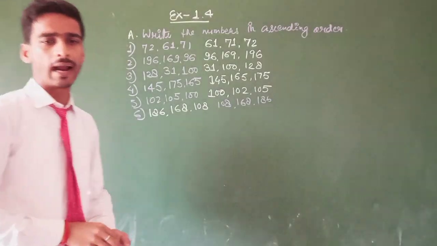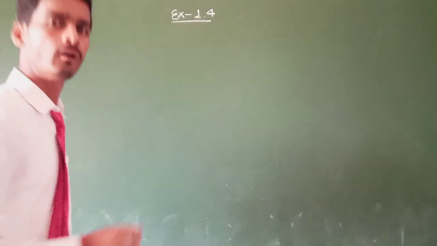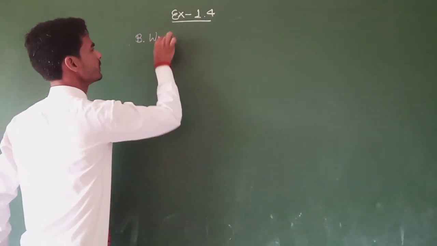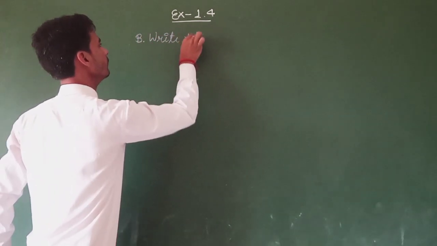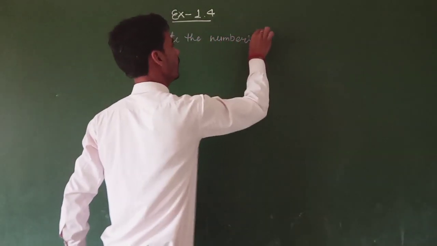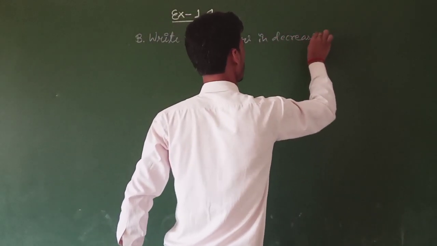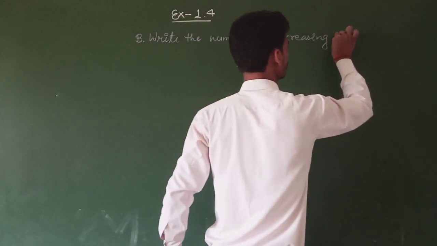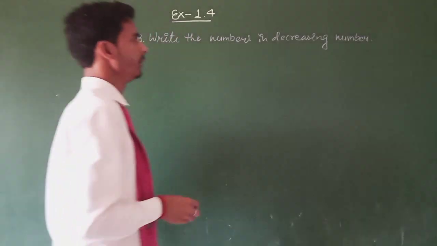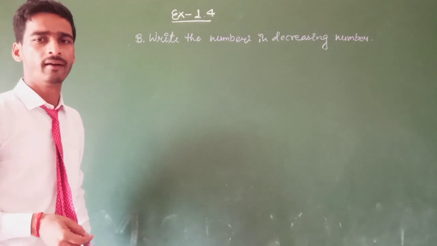Now write the numbers in decreasing order or descending order. Now the next question number B. Write the numbers in decreasing order. You know that decreasing order means numbers in the form of greatest to smallest are called decreasing order or descending order. Another name for decreasing order is descending order.